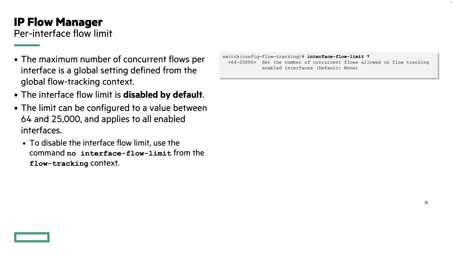And to disable the interface flow limit once it has been enabled and configured, you simply use the no interface flow limit command from the flow tracking context.